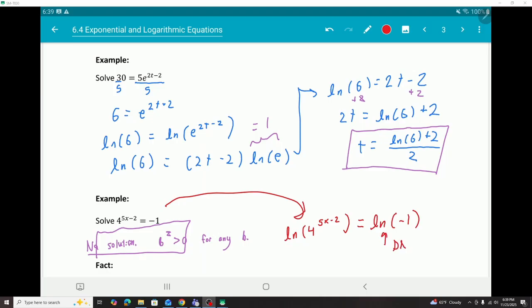But this does not exist. That's what D and E stands for. This does not exist, because we said you can't have log of a negative number. You can't have log of 0 either. So then this is an equation with no solution.